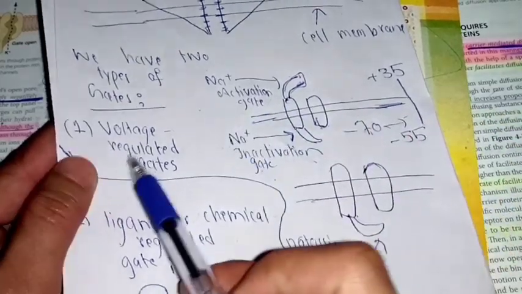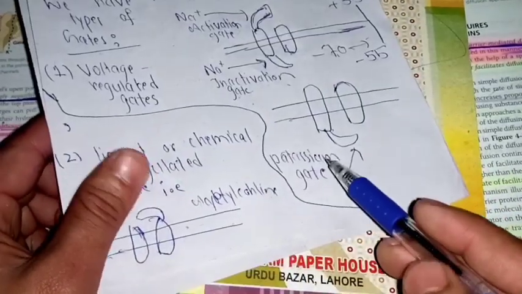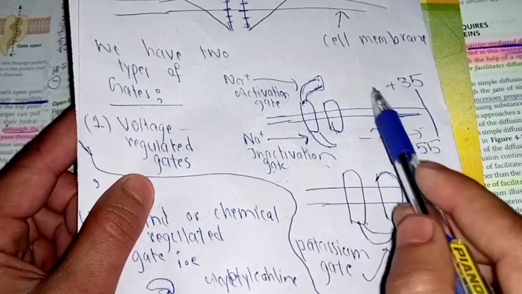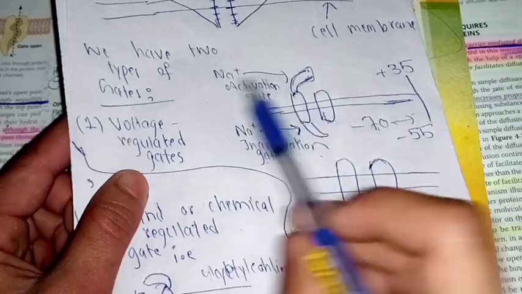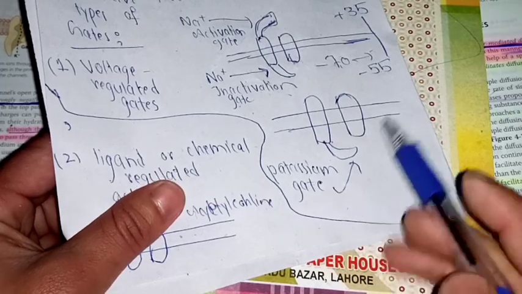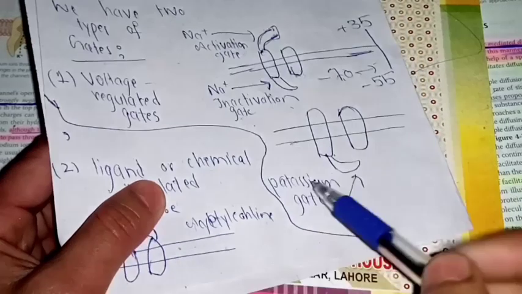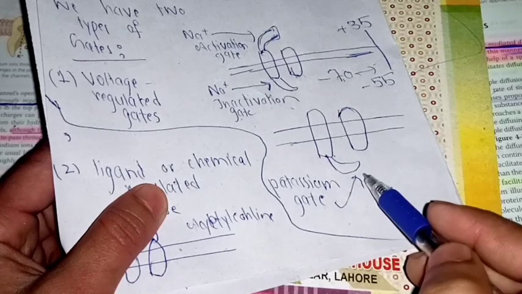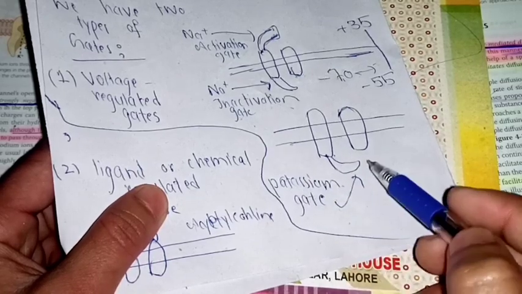So this was the example of a voltage regulated gate, the sodium channel. And another voltage regulated gate is the potassium gate. So sodium has two gates, one is the activation gate and another is the inactivation gate. These two gates are regulated by the differences of ions. The potassium gate is also regulated by the differences of ions. For example, if depolarization has occurred, then to return to the resting potential, the potassium gate has to open to regain the normal resting membrane potential. So it is also regulated by the ionic distribution.